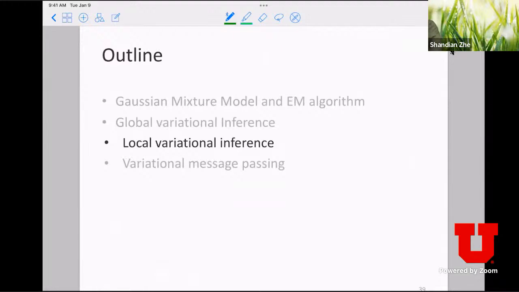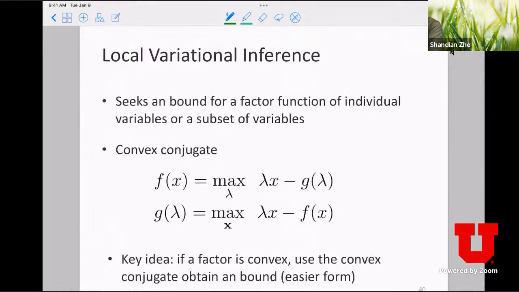Okay, so now let us look at local variational inference. What is local variational inference? It directly works on the joint probability. If you have p of z and x, and suppose we are now trying to directly introduce a variational posterior for that, instead we want to make this whole distribution easier to deal with.